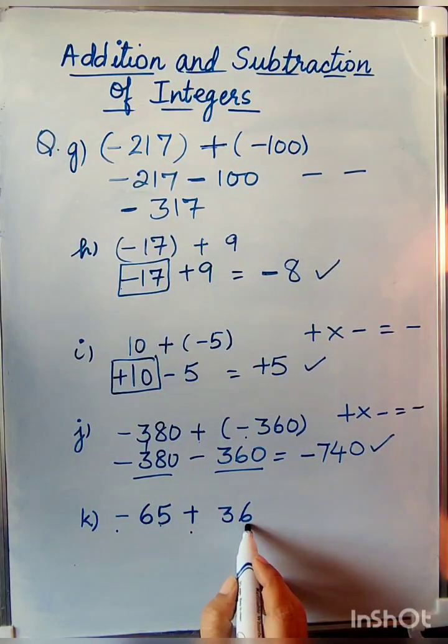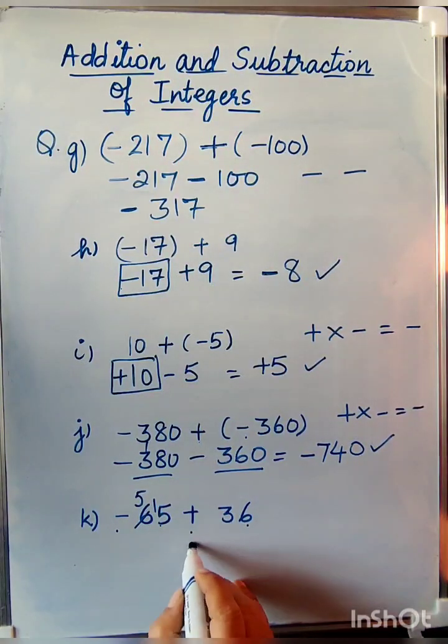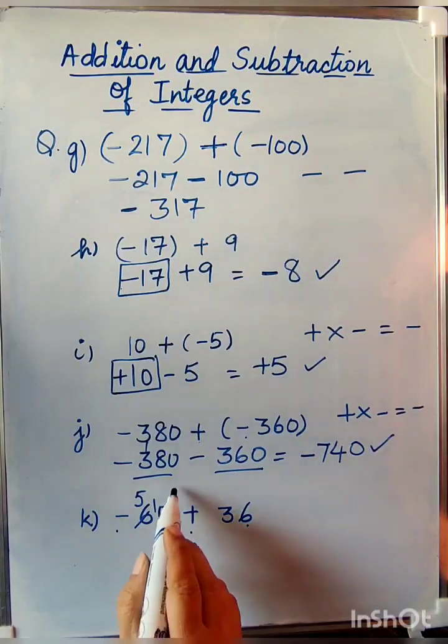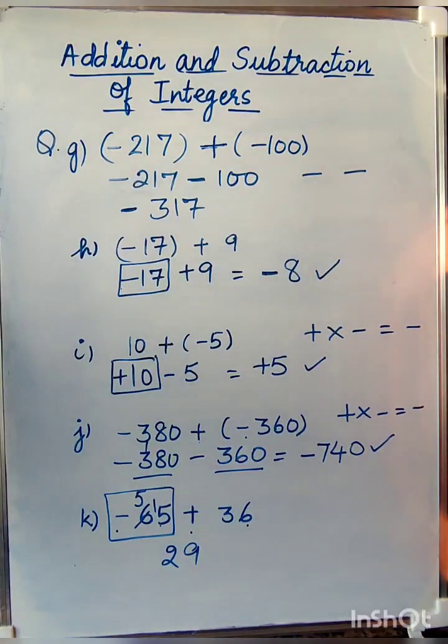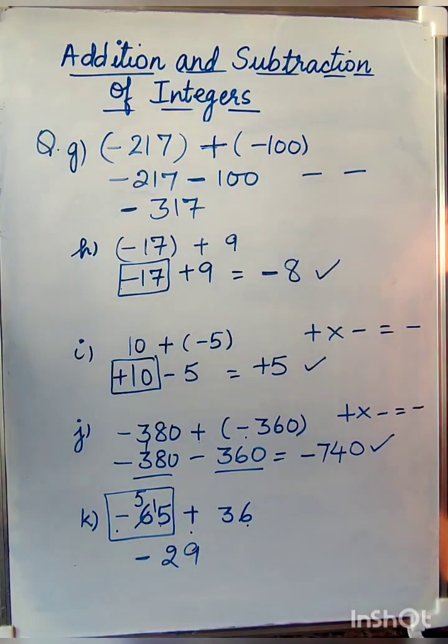So 15 minus 6 gives you a 9, and 5 minus 3 gives you a 2, 29 with the sign of the bigger number. Minus 65 here is greater than 36 with a minus sign. So your answer will be minus 29.